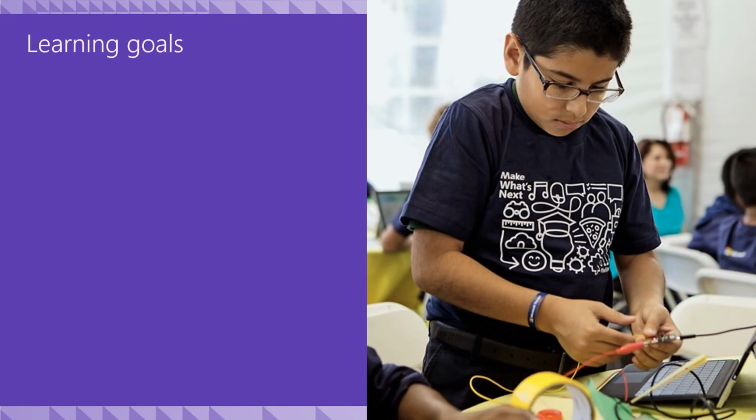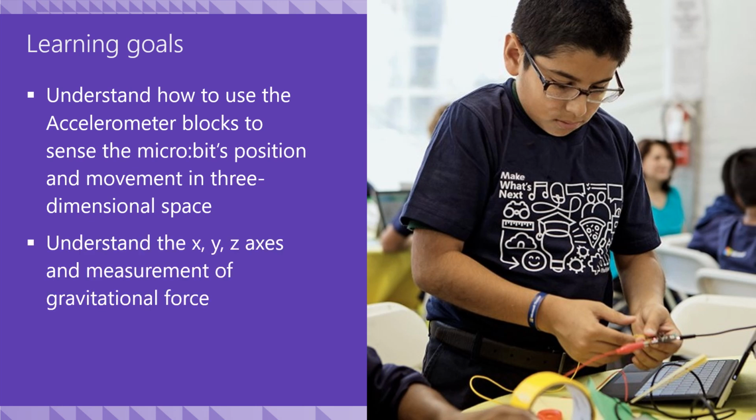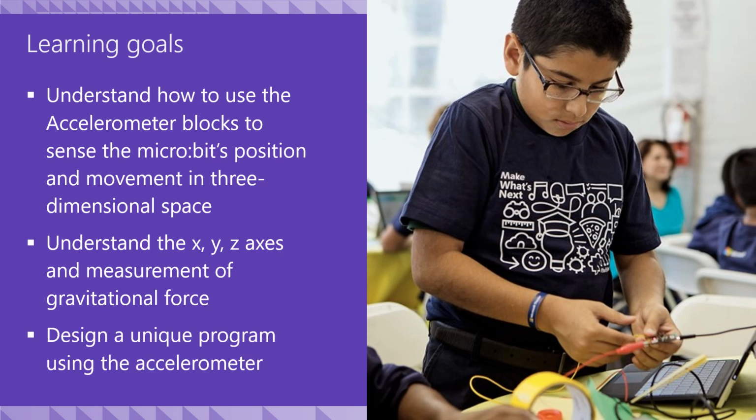During this unit, students will understand how they can use the accelerometer blocks to sense the microbit's position and its movement in 3 dimensions of space. Students will understand the X, the Y, and the Z axis and how we measure gravitational force. And finally, students will research the global goals for sustainability and design a unique program using the accelerometer.